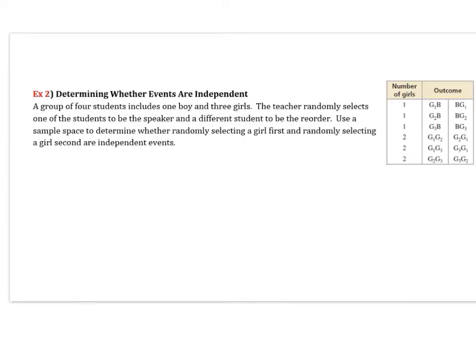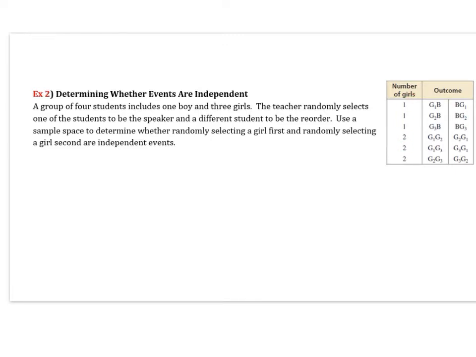All right, let's look at example 2, also determining whether events are independent. A group of 4 students includes 1 boy and 3 girls. The teacher randomly selects one of the students to be the speaker and a different student to be the recorder. Use a sample space to determine whether randomly selecting a girl first and randomly selecting a girl second are independent events.